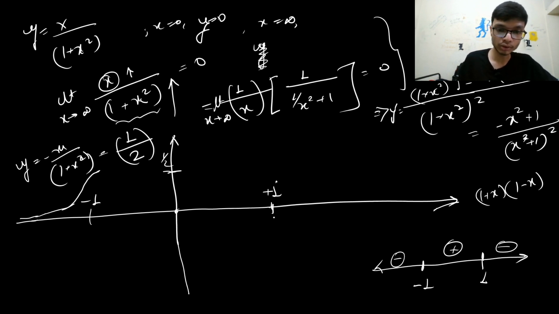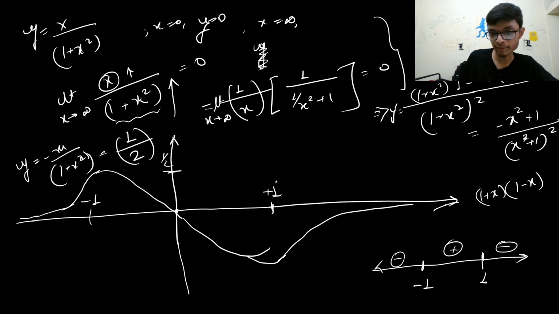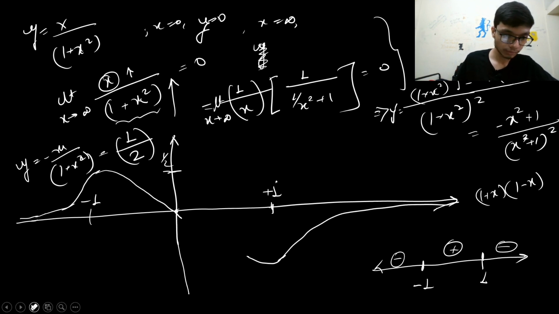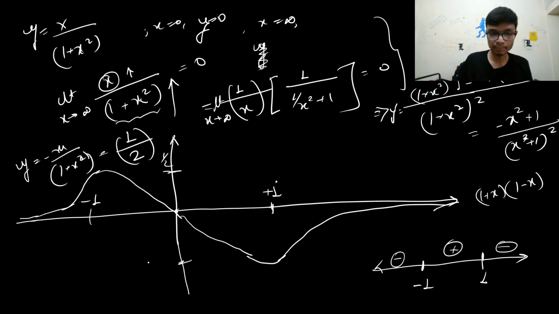So at x equal to 0 it will become 0, and at plus 1 it will become minus half. So this function will look something like this. Then it will approach half, minus half here, and then it will become asymptotic at 0. From here you get the nature of the graph something like this. This will again become minus half.